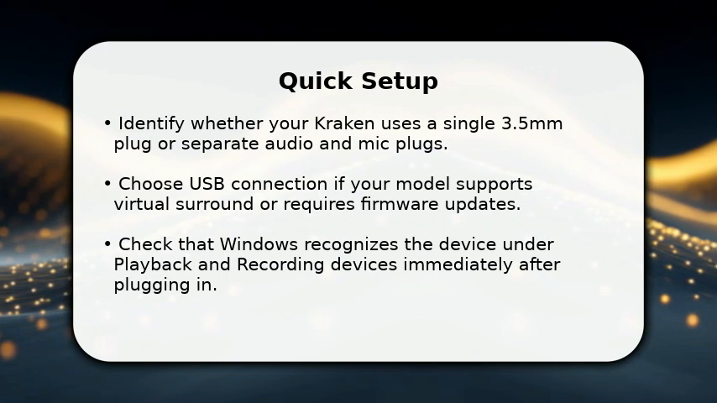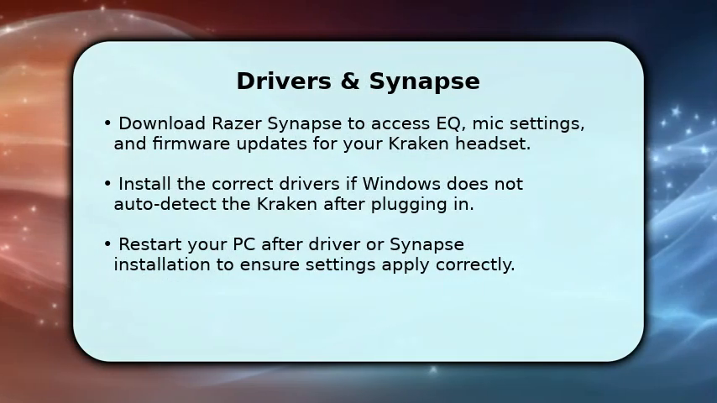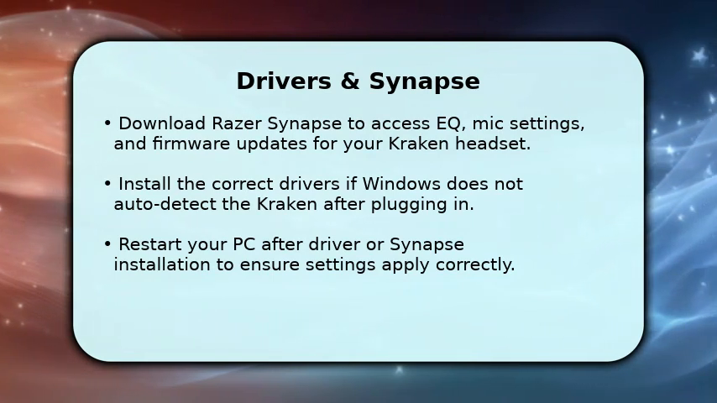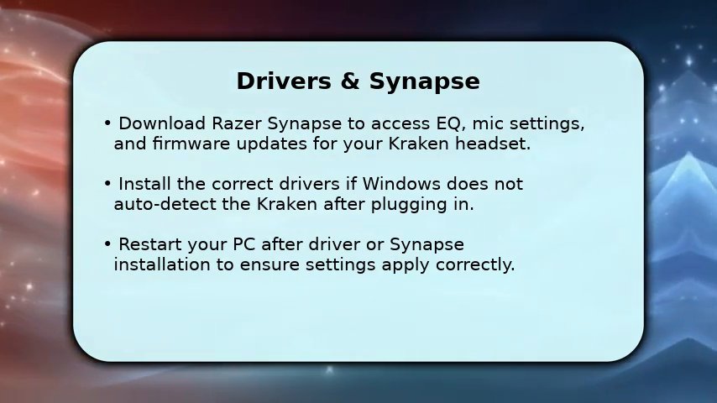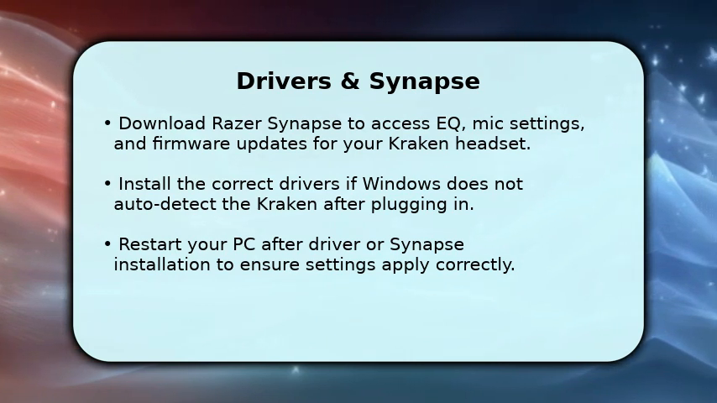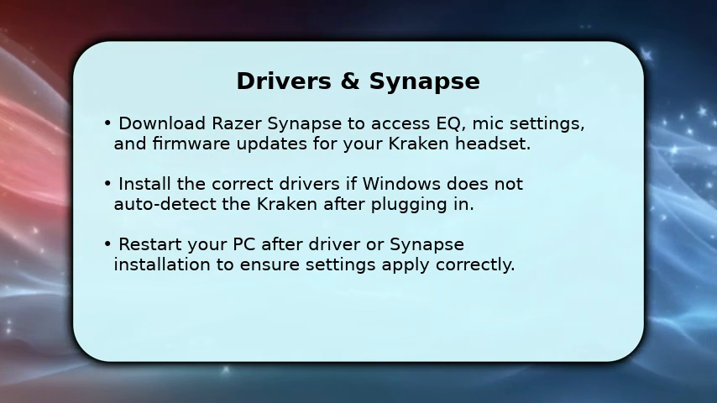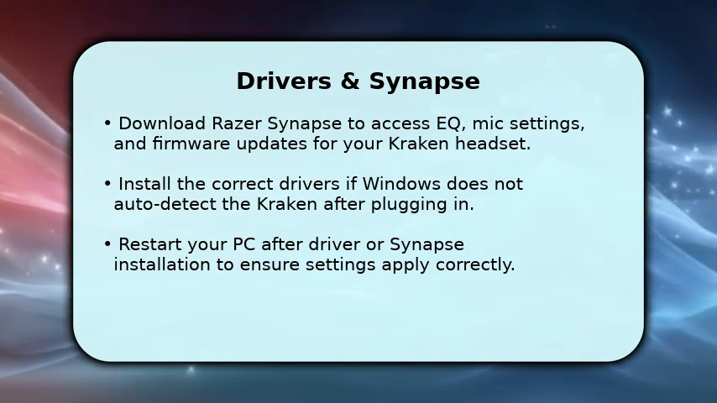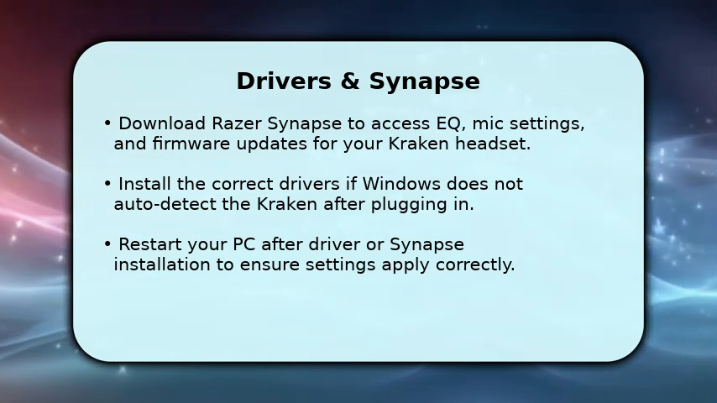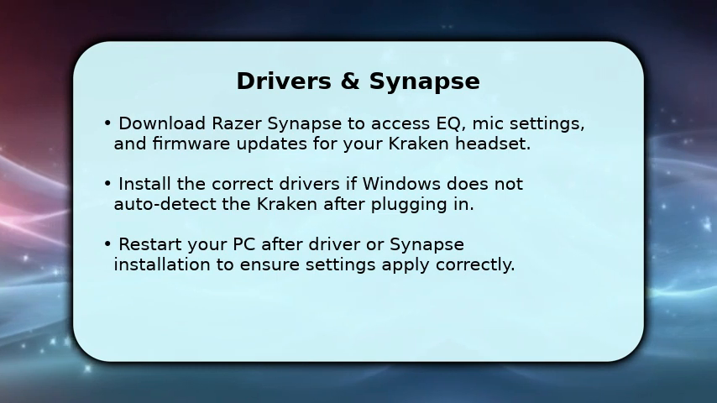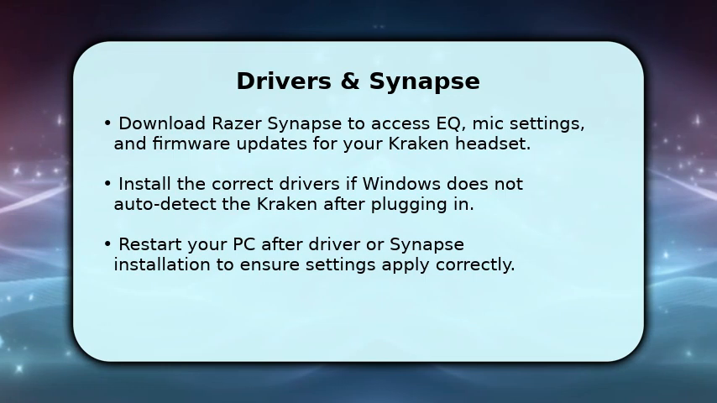If using USB, install Synapse for lighting and EQ presets. Make sure you install Razer Synapse when your Kraken model supports it, because Synapse unlocks EQ, mic boosting, and firmware updates that improve compatibility. If Windows fails to detect the headset, download drivers from Razer support and run the installer, then reboot. After restarting, open Synapse, choose your Kraken profile, and tweak mic sensitivity and equalizer to match your voice and game audio preferences for a better experience.